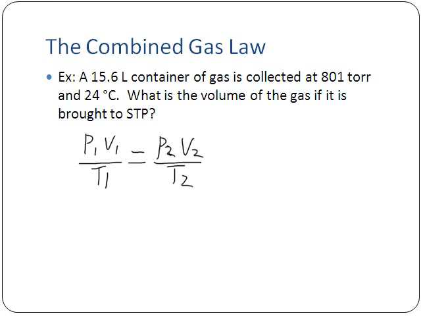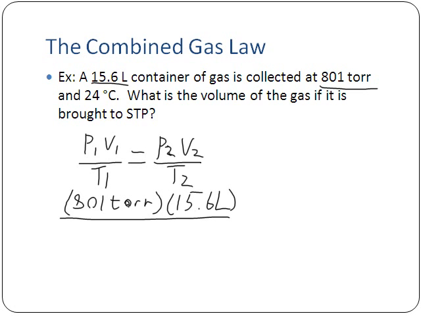And so to do this, let's see what we have for our original pressure. The problem says a 15.6 liter container of a gas is collected at 801 torr. And so the original pressure is going to be 801 torr. This simply means that the final pressure has to be in torr, times the original volume, V1, which is 15.6 liters, all over the original temperature. And the temperature mentioned here is 24 degrees C, and to work this out, we're going to have to convert this to Kelvin.